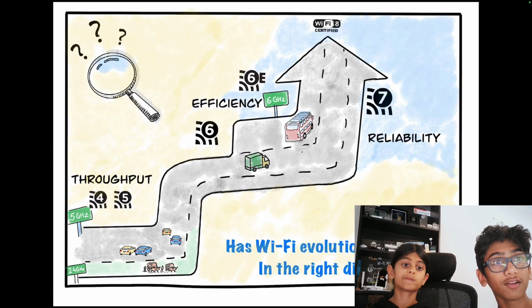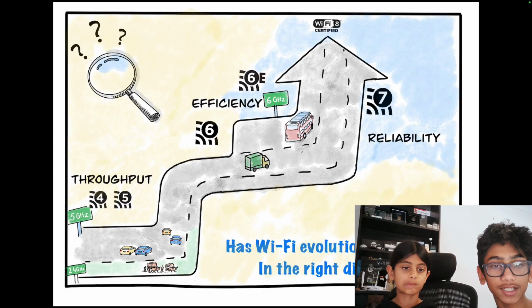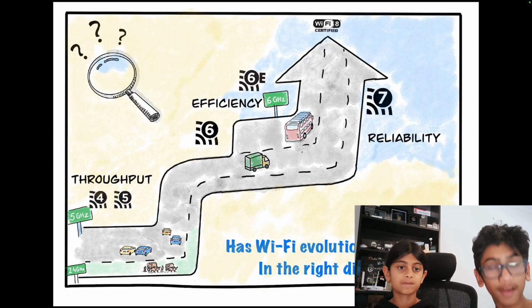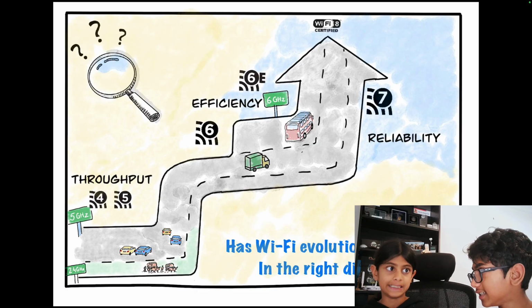And Wi-Fi 4 and Wi-Fi 5 were called HT and VHT, which is high throughput and very high throughput. And throughput is another way of saying speed, so they wanted higher speeds. But what about Wi-Fi 6 and Wi-Fi 6E?